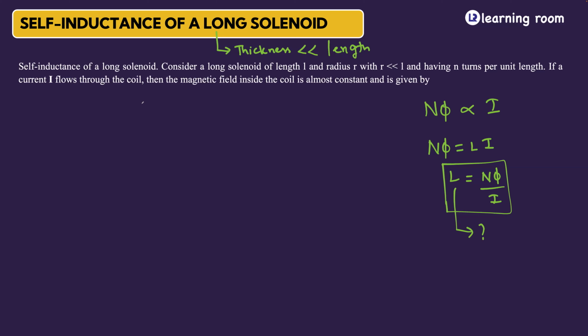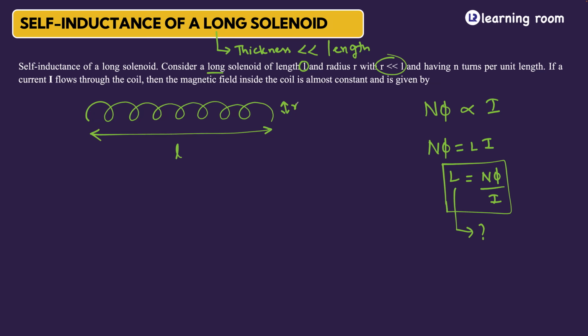Okay. So if I take a solenoid which is long enough, let us consider a long solenoid of length L, and radius very much less than L. So its radius is going to be very small compared to the length of the solenoid. When the radius is small, its area will be small. When area is small, you can say that the thickness is small. So thickness is going to be very much less than the length of the solenoid. Okay. And it is having n turns per unit length.